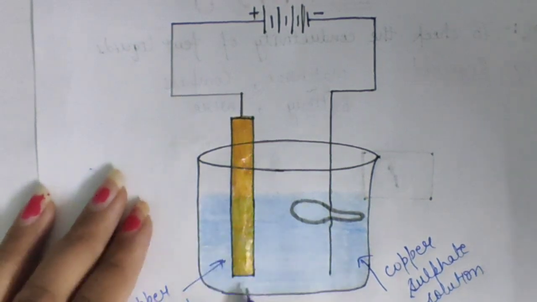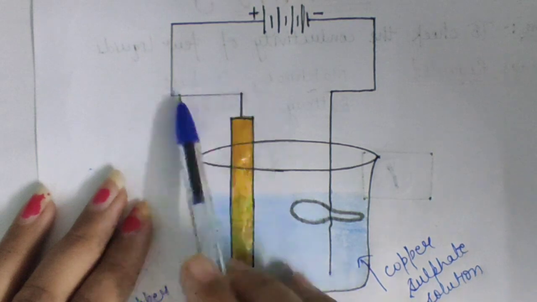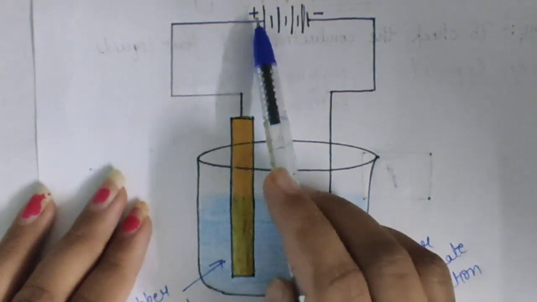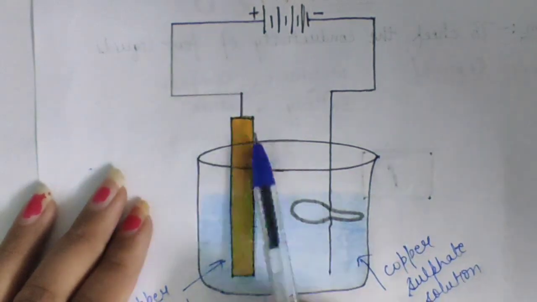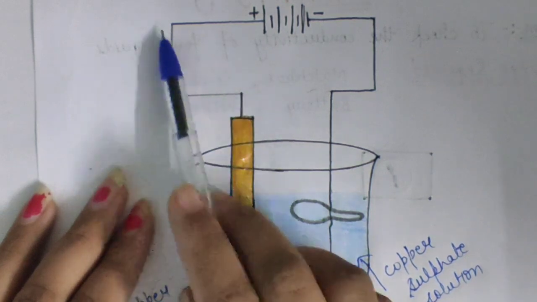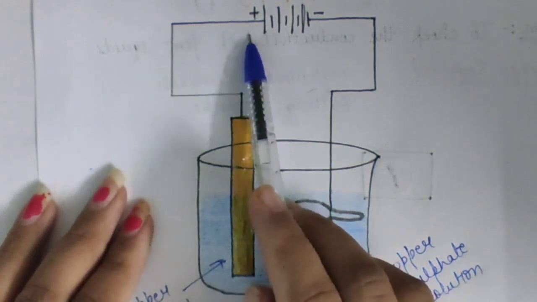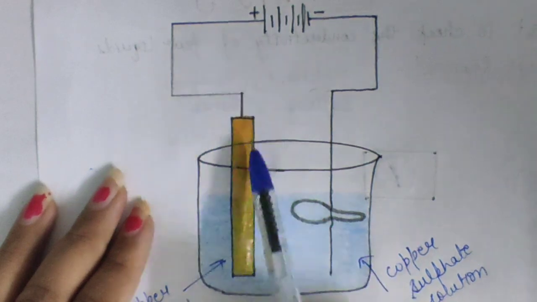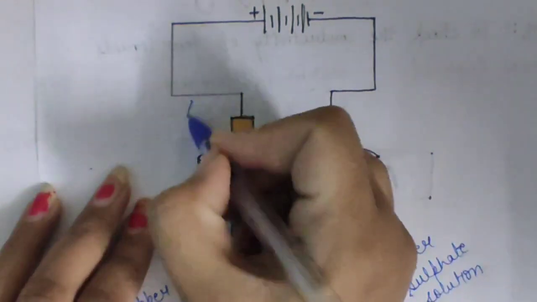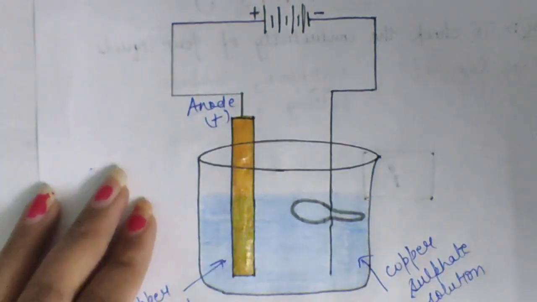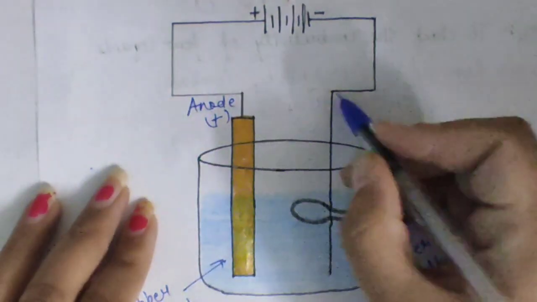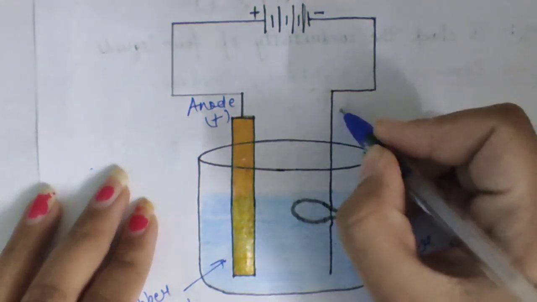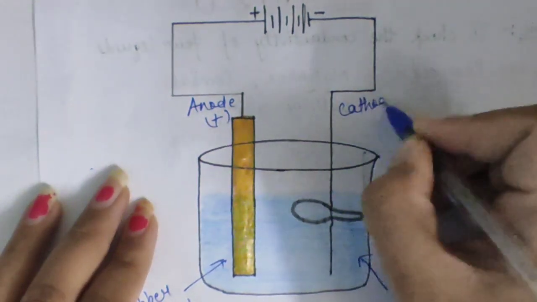And connect a copper strip to the positive terminal of the battery. So the copper strip which is connected to the positive terminal of the battery is called the anode, and this one is connected to the negative terminal of the battery, so it is called the cathode.